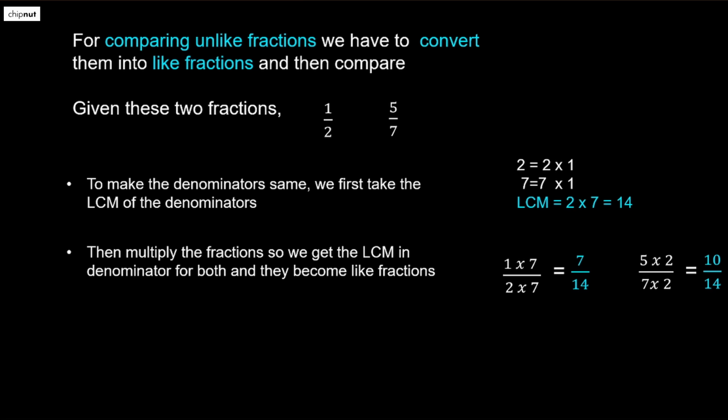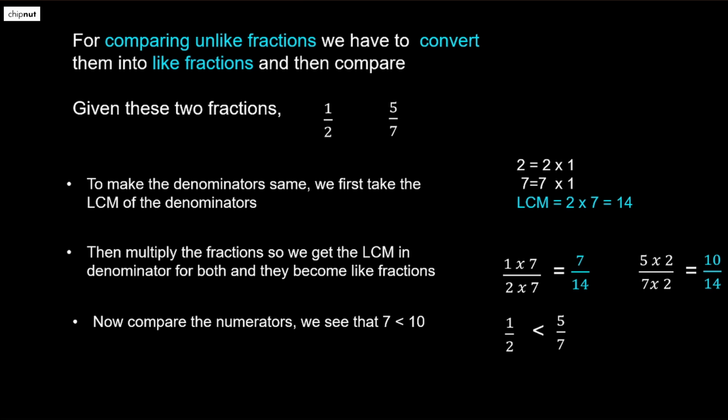Same with 5 by 7, because 7 has to be multiplied by 2 to get the denominator as 14, which is equal to the LCM. When you multiply the denominator by 2, you will have to multiply the numerator also by the same number, and we get 10 here. So we convert half into 7 by 14 and 5 by 7 into 10 by 14 and then compare.